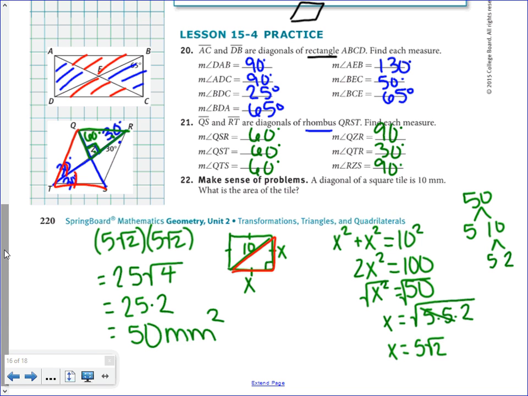So hopefully that helps you some with understanding how your rectangles, rhombuses, and squares work with this lesson.